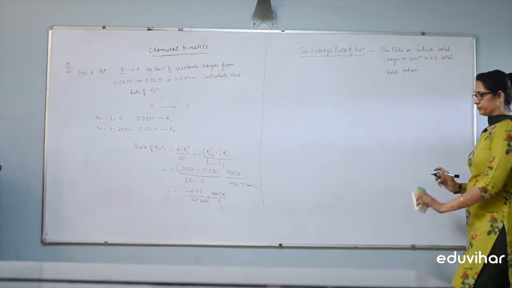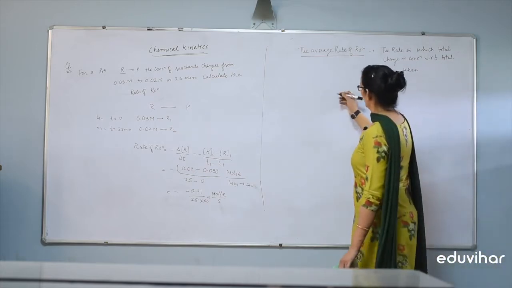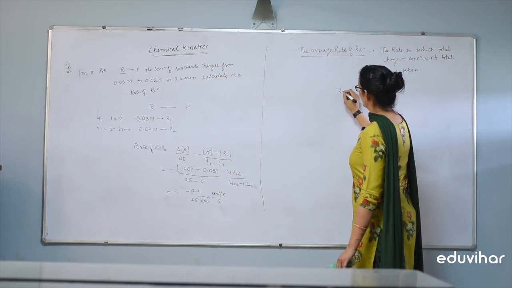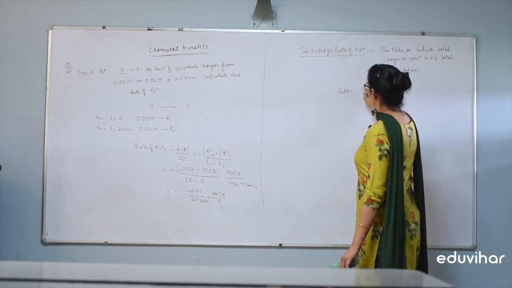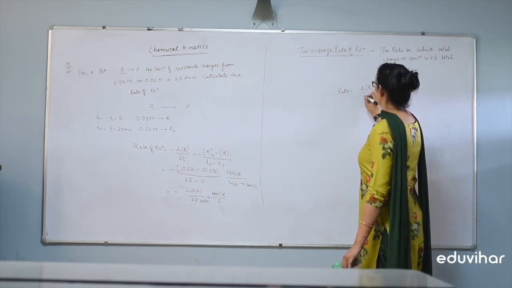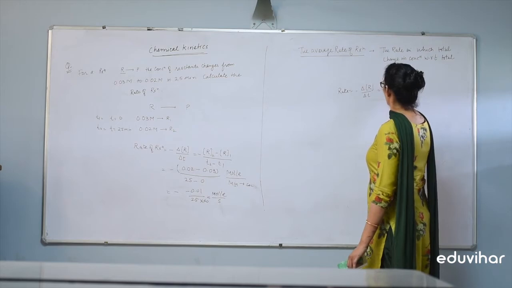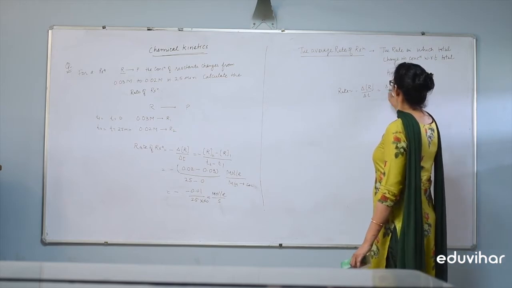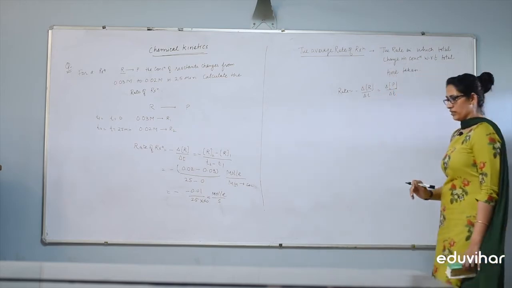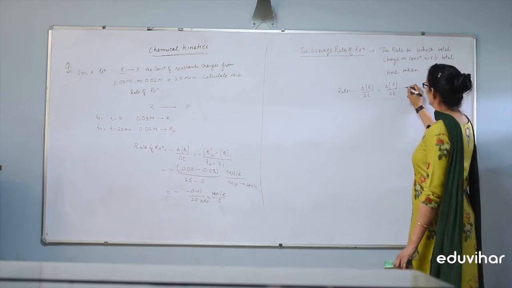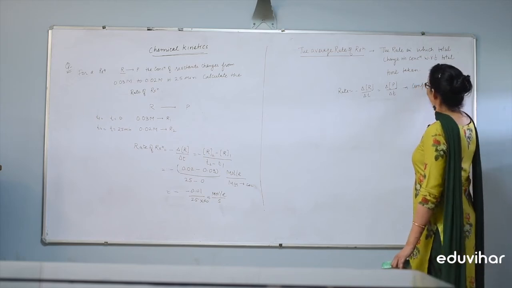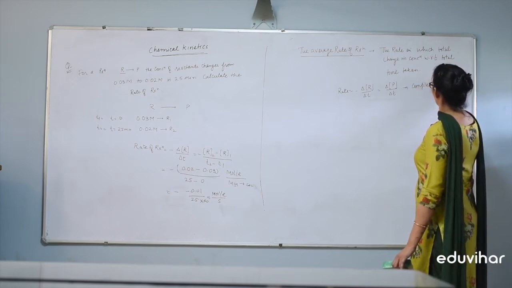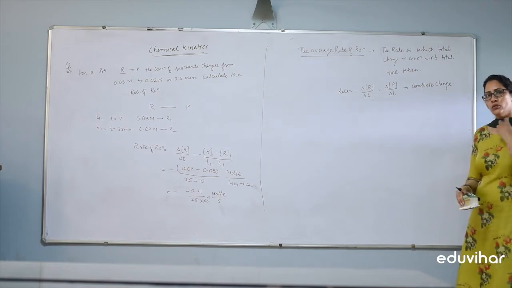For example, the rate is equal to delta R upon delta T is equal to delta P upon delta T. We are considering complete change. We consider complete change from initial to final.